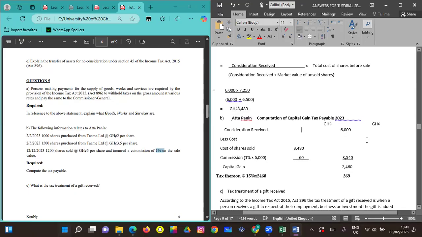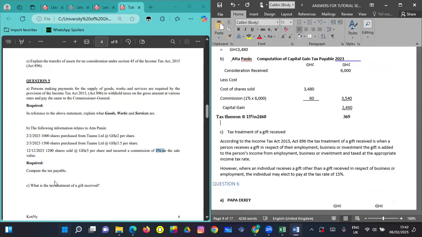All right, so everything will shift here. You subtract. This will be our capital gain. Apply 15%. This is it.